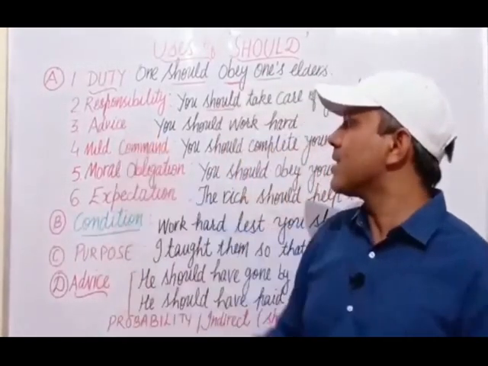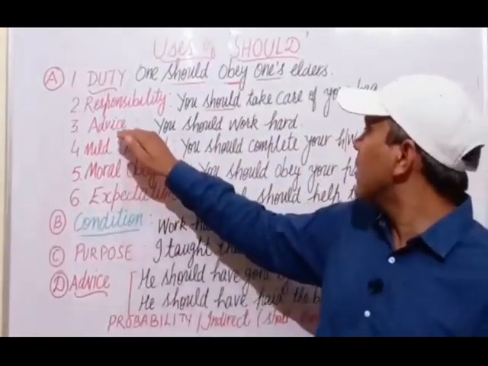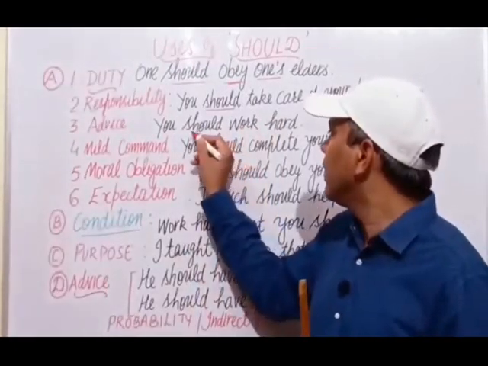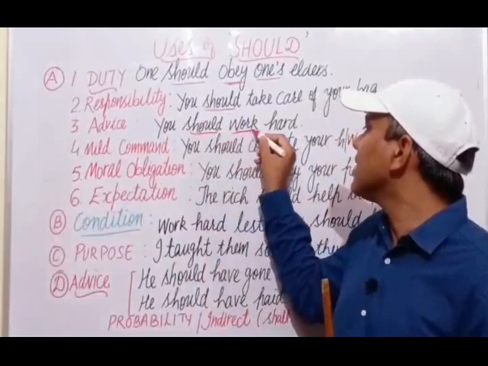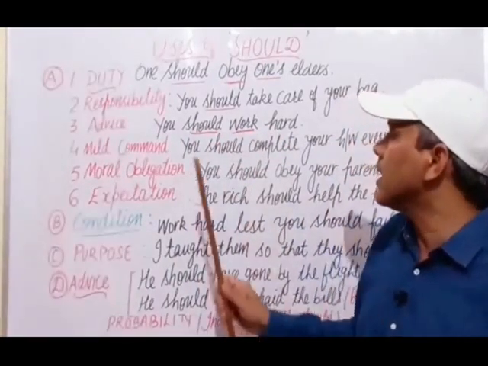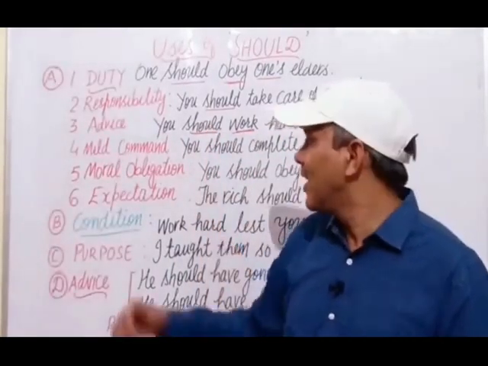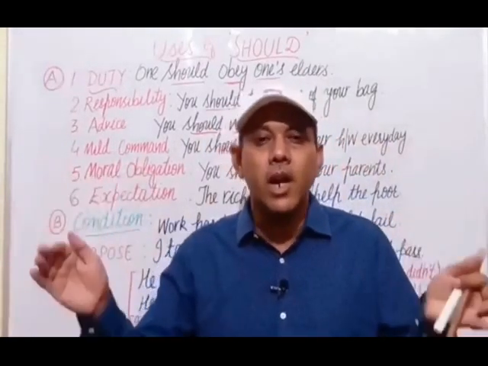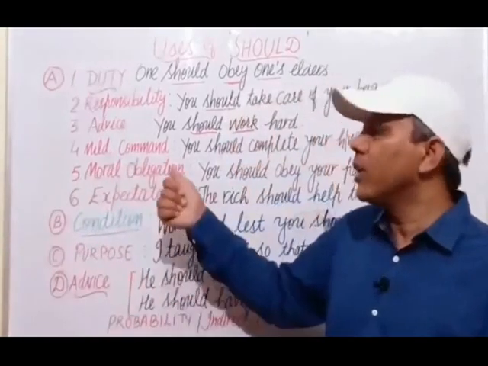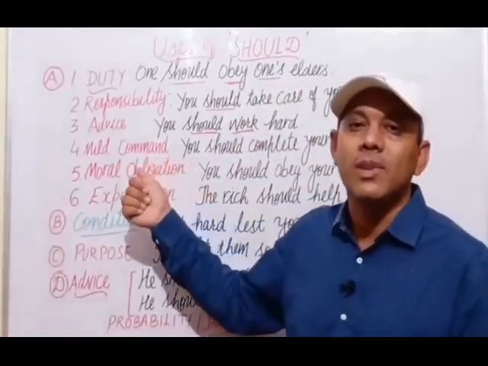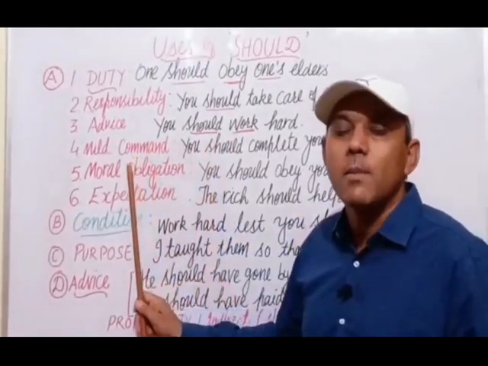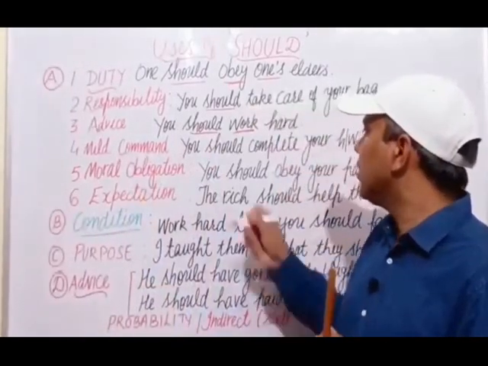Next is advice. But this is not a strong advice. You should work hard. It is an advice for you that you should work hard. This is the main verb, and should is used here as a modal verb. And the next is a mild command, not a strong command, because for a strong command we use some other modal verb. That's why here, if the sentence expresses a mild command, then we use should.